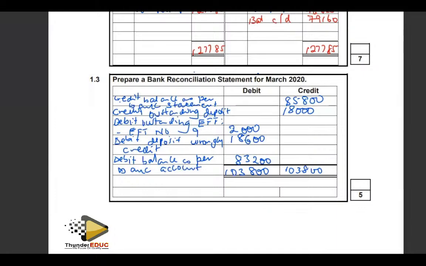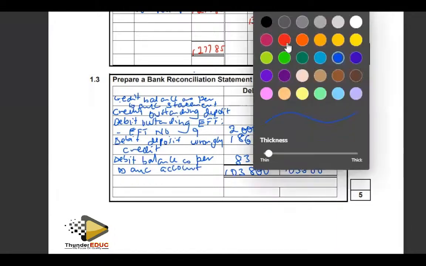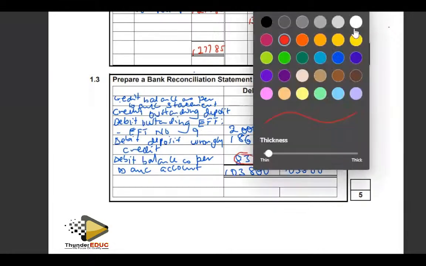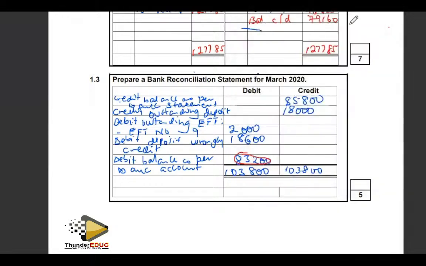Please, this question had some errors, the figures are not balancing, but I'll cross-check and see what happened, because this total here must be the same as the total here, okay? These totals must be the same, this and this. If they are equal, it means that we have correctly done our bank reconciliation.